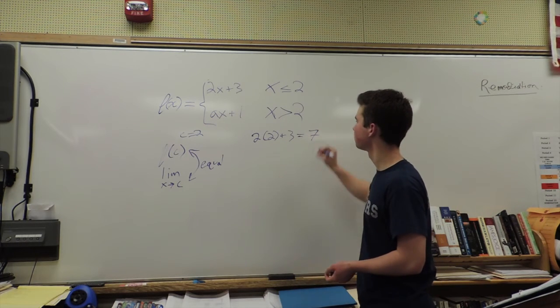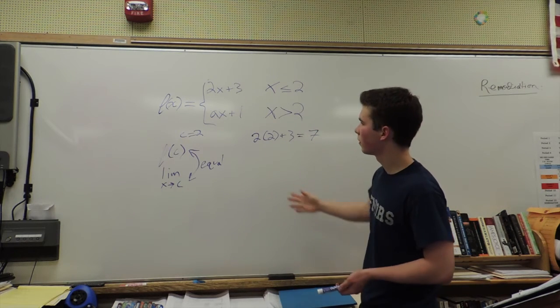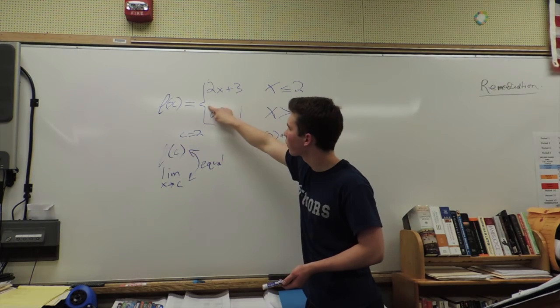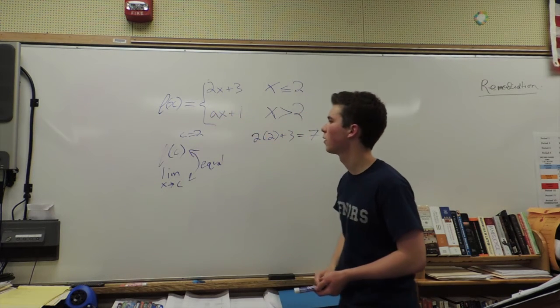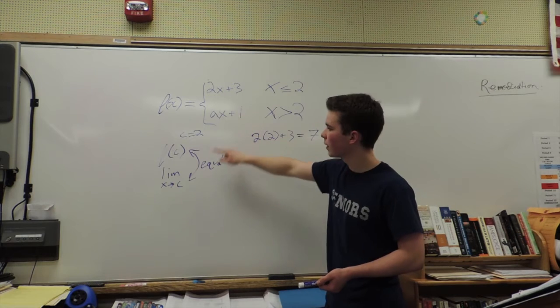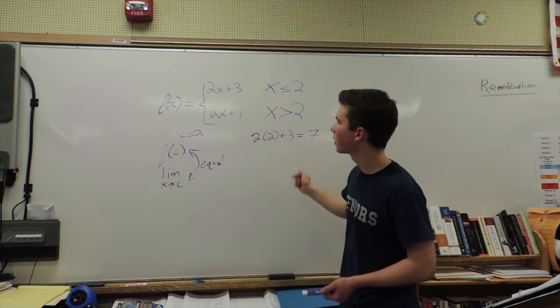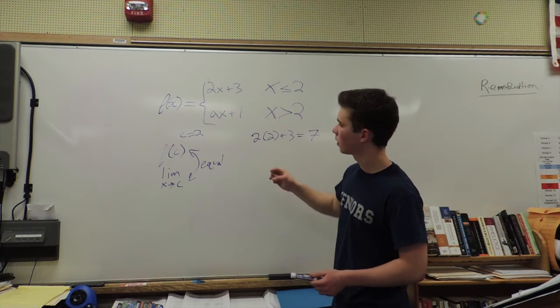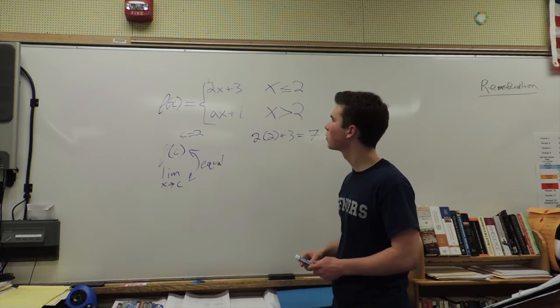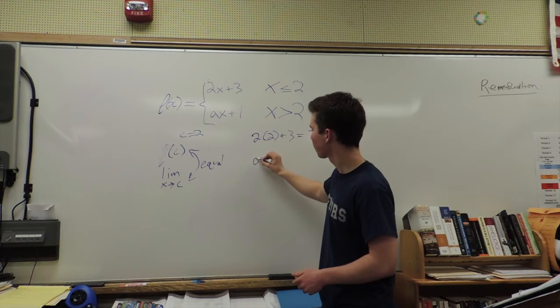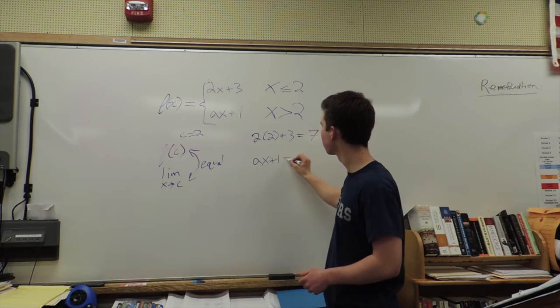It's going to be 7. Now, this part of the function has to have the same y value, because in order for the limit to be the same from the left and the limit to be the same from the right, it's going to have the same y value. So we're going to set this equal to 7.